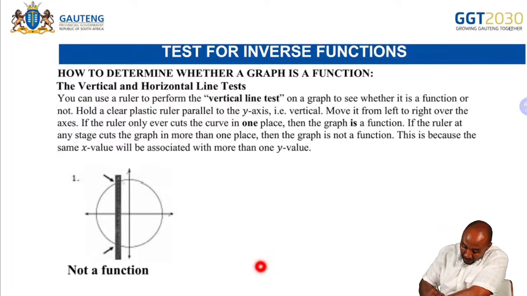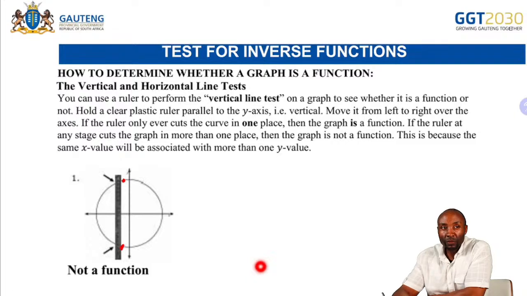Like you are able to see here, at any given point, this is a circle. The moment you have a ruler intersecting there and there, it's 2 points. This will not be a function.